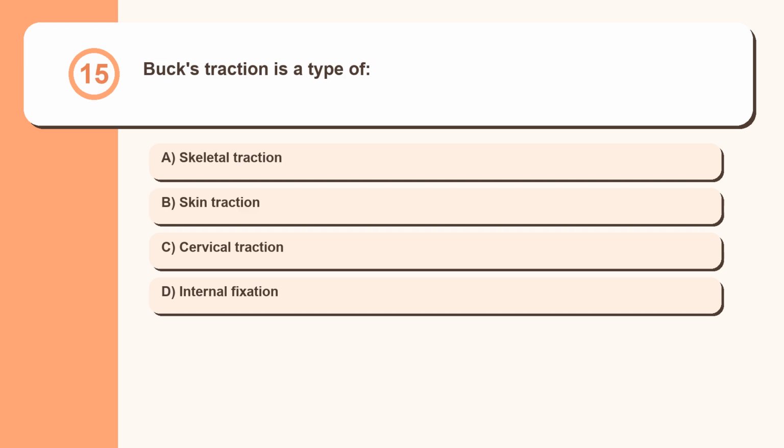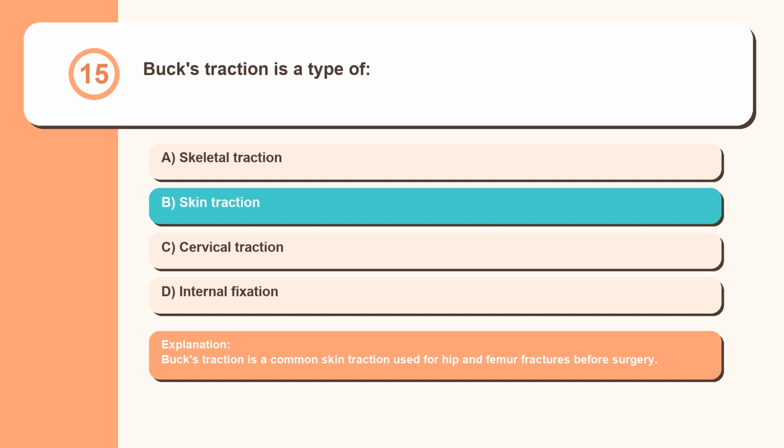Question 15. Buck's traction is a type of skeletal traction, skin traction, cervical traction, internal fixation. Buck's traction is a common skin traction used for hip and femur fractures before surgery.